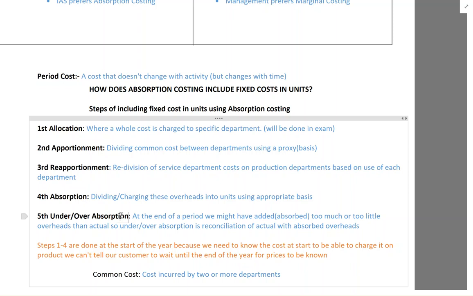Under-absorbed means the charge is less, but actual is more. So when actual is more, it means it is a bad thing. So we compare the actual overheads with the overheads that we have charged. And if charged is more, we have over-absorbed. If charged is less, we have under-absorbed. Over-absorbed is added to the profit or deducted from the cost. Both of them mean the same thing. Under-absorbed is deducted from the profit or added to the cost, which should give you the same result.